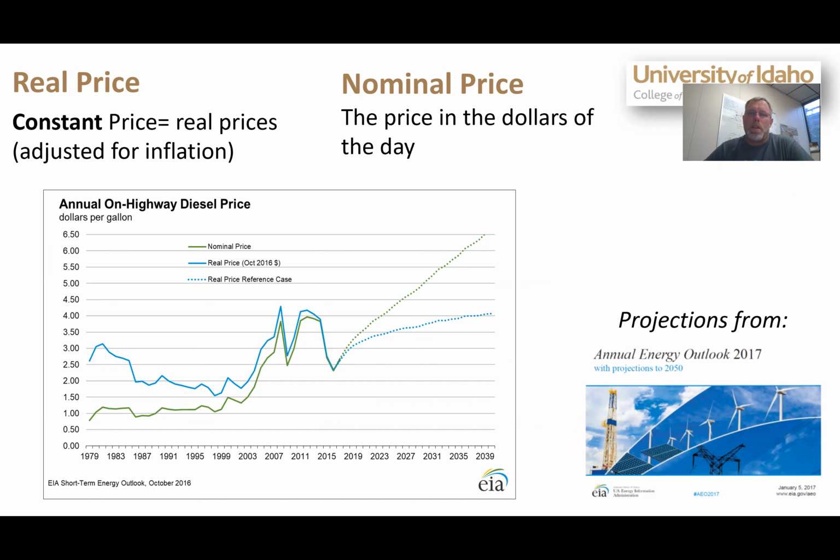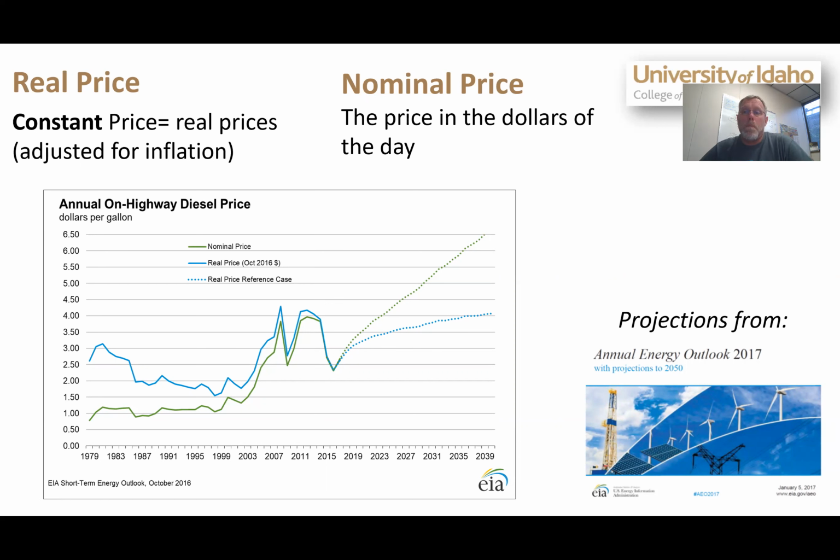So real prices are constant. They're adjusted for inflation. A real dollar in 2012 is going to be the same as that real dollar in 2037. They'll have the same purchasing power. Nominal prices are in the dollar of the day. It's what you had to pull out of your pocketbook at that point to buy it. So we used diesel prices here as an example in our class. And the green line here was diesel prices from 1979 up to present, and then projections of what they'd be going forward. These are nominal, so in the dollar of the day. And you can see those nominal prices are rising over time here out to $6.50 in 2039 per gallon.